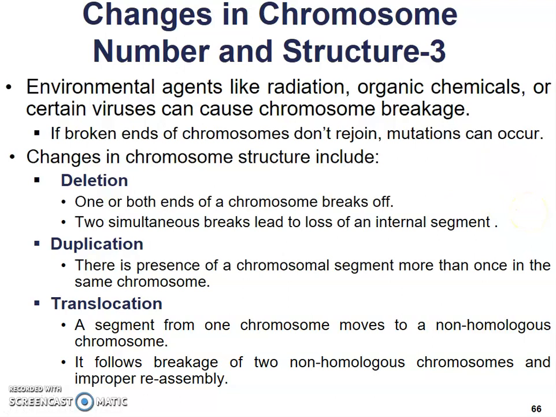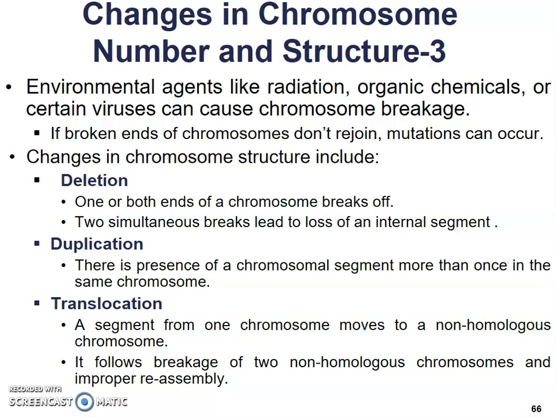Environmental agents like radiation, chemicals, or viruses can cause chromosomes to break. If broken ends of chromosomes don't rejoin, mutations can happen. Changes in chromosome structure include deletion, where one or both ends of a chromosome breaks off. 2 simultaneous breaks lead to a loss of an internal segment. We're going to see some pictures of that in a little bit.